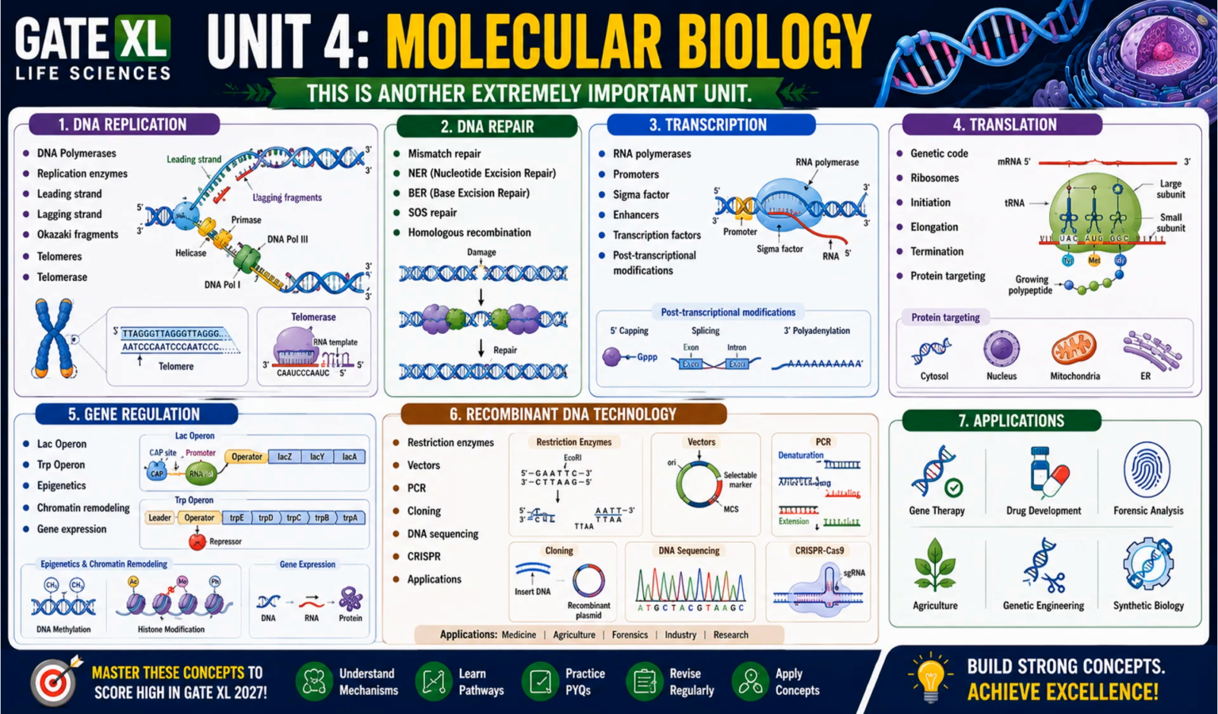Then for DNA repair mechanisms, we have 3 important types: mismatch repair, nucleotide excision repair, and base excision repair. And some additional systems like the SOS repair system and homologous recombination. Again, the process of these repair mechanisms must be understood. In the case of transcription, again important is RNA. There are different transcription factors, their enhancers, and the transcription modifications like capping, tailing, and splicing. These are important things, and how and why these occur.